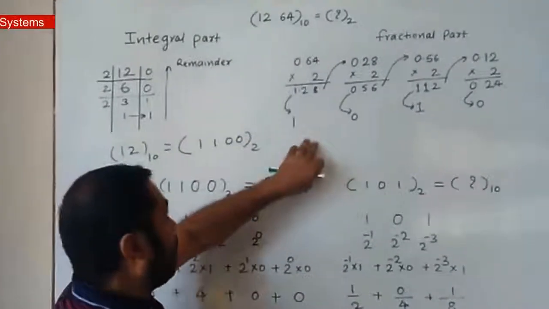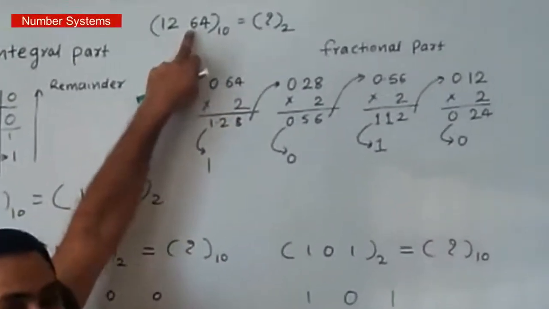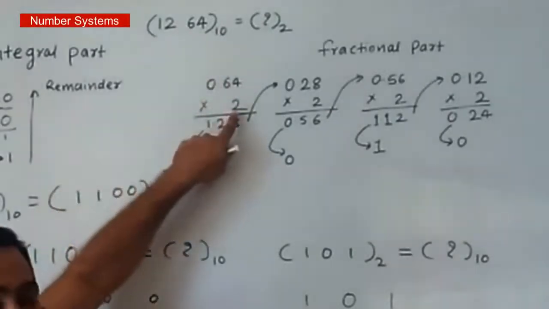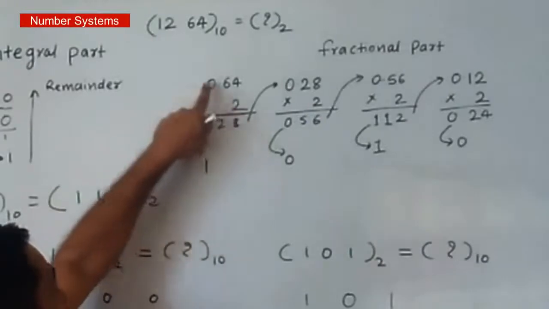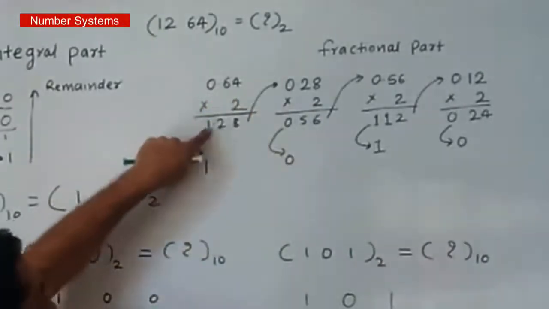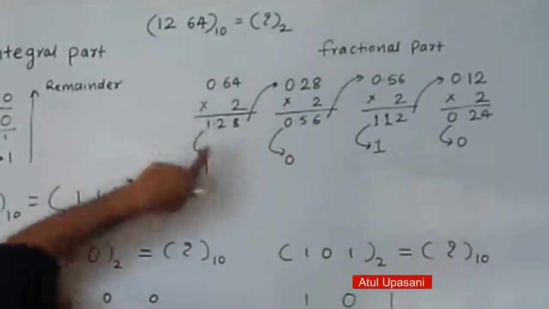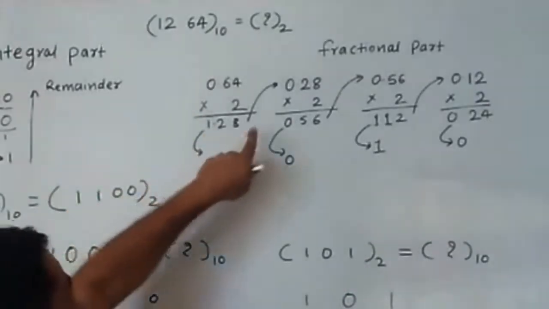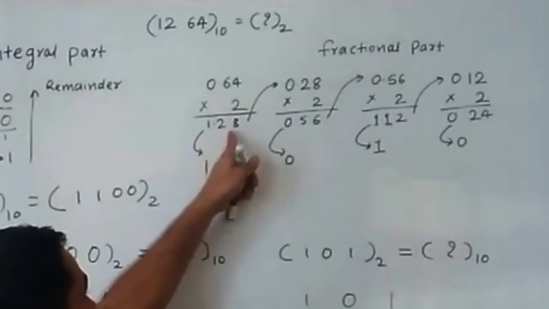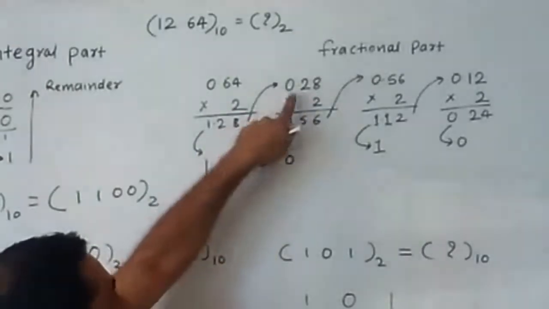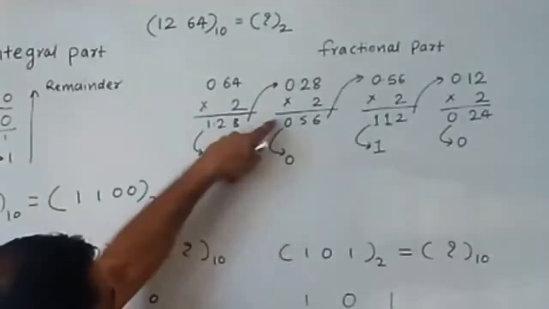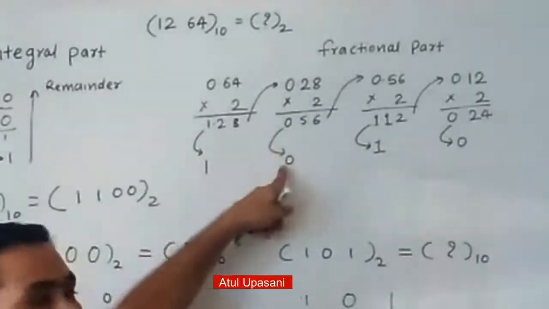Now for the fractional part, only the fraction has to be taken. So here 0.64 is the fraction. This has to be multiplied by 2. So 2 multiplied by 0.64 comes to be 1.28. Here 1 is the integer, and the integer is noted. After this only the fraction is taken. So 0.28 again multiplied by 2, we get 0.56. So 0 is the integer, which is now noted.